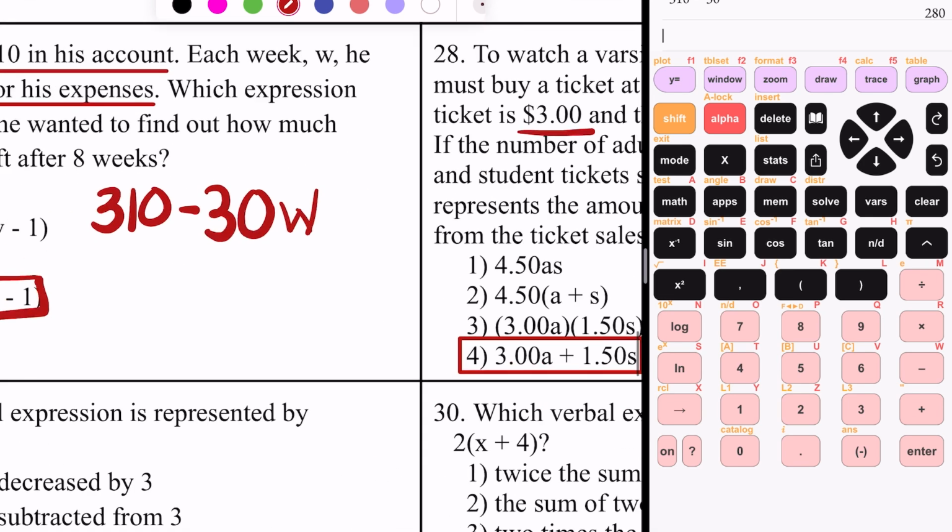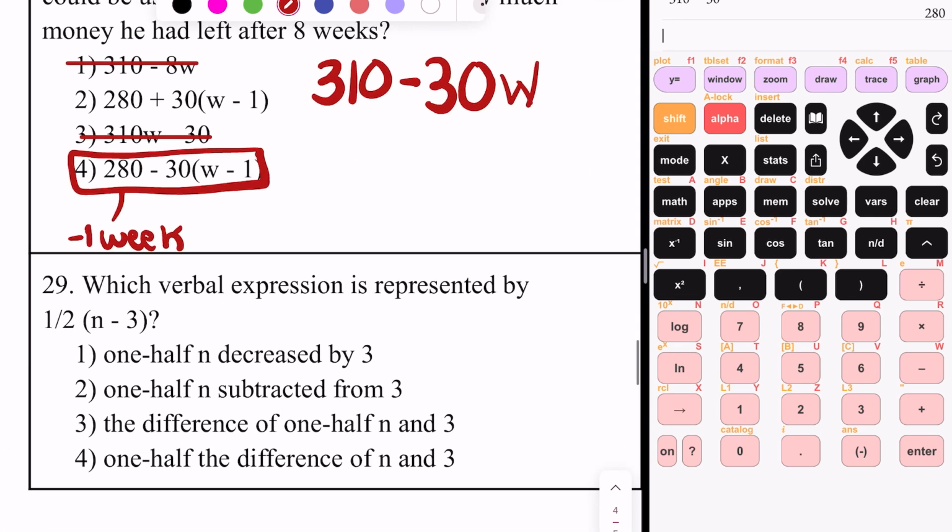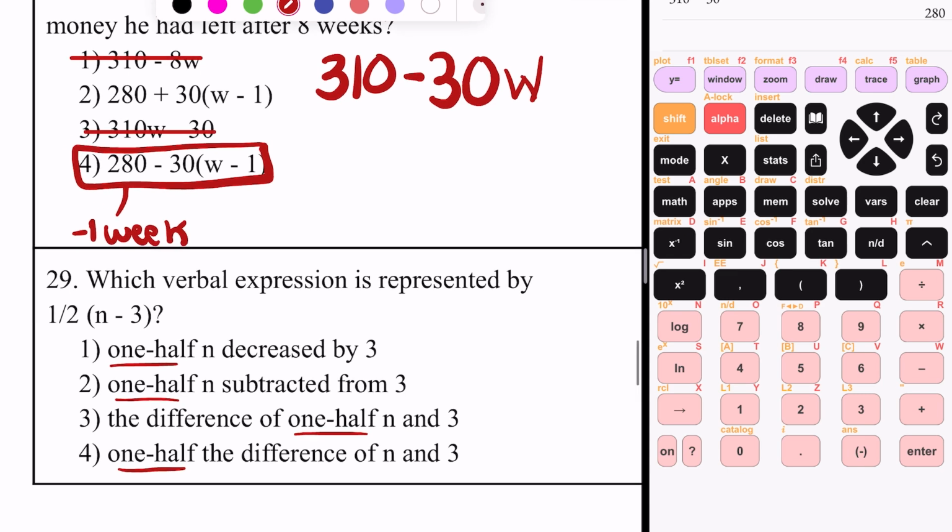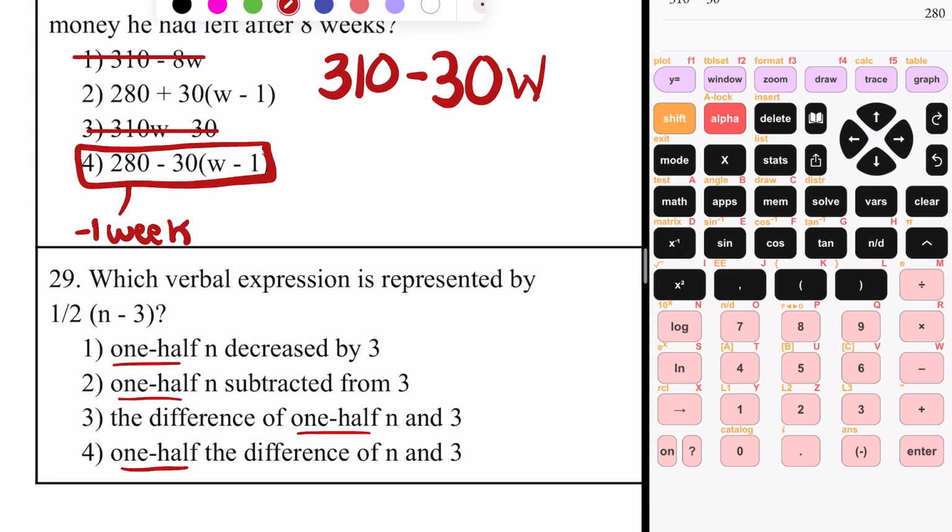All right, let's look at 29. Which verbal expression is represented by this? 1/2. Okay, I know I need to have a 1/2 in there, which all of these say 1/2. And then it says n minus 3, which is going to be n subtracted from 3. Well, if we have n subtracted from 3, that means you would reverse the order and do 3 minus n, so 2 is not going to be correct. n decreased by 3, that might be good. The difference of n and 3, the difference of 1/2 n minus 3.